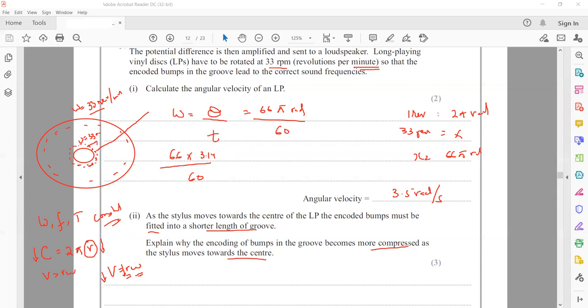So in short, we want the same angular velocity. If we want the same angular velocity and the radius is decreasing, the tangential speed must decrease. And how could the tangential speed be decreased? By changing the distance between the grooves. They are more compressed, closer to each other, so it will slow down the tangential speed of the stylus as compared to when it is away from the center.